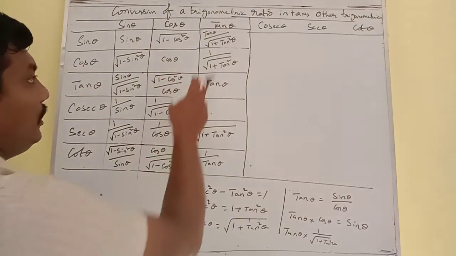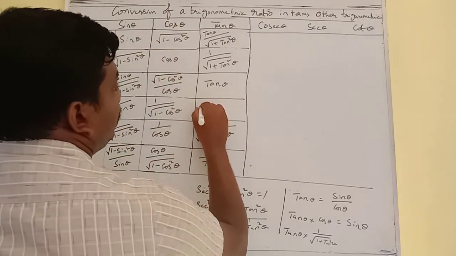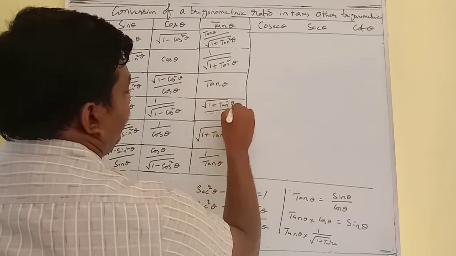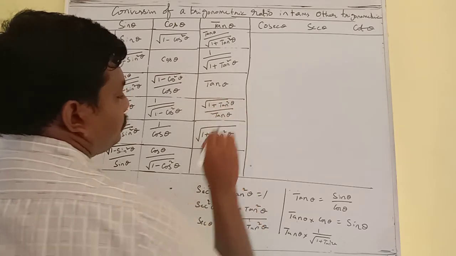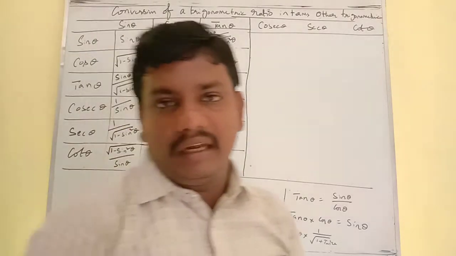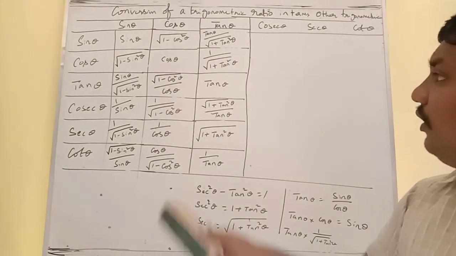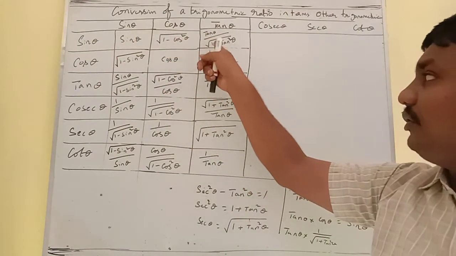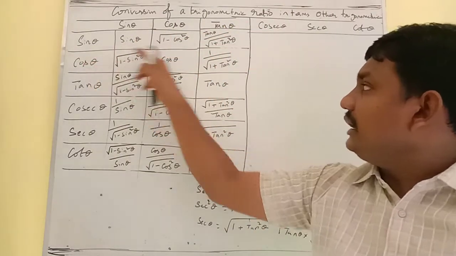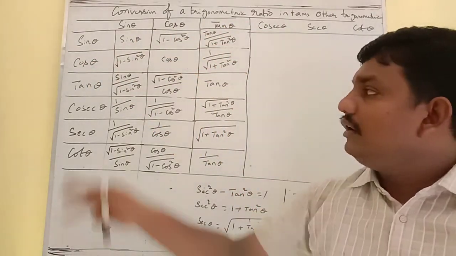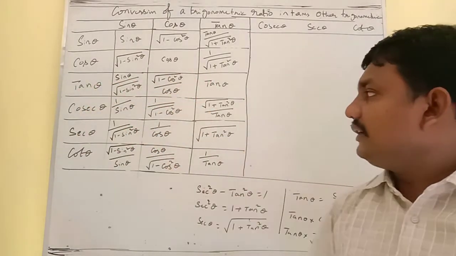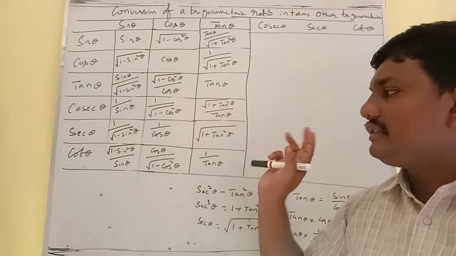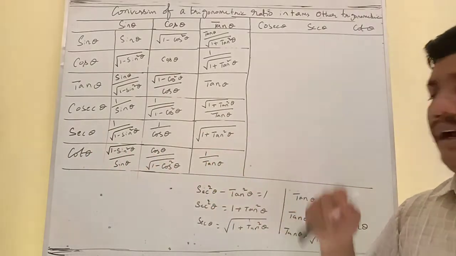Then coming to cosecant theta, the reciprocal of sin theta, that is root of 1 plus tan square theta by tan theta. This is about all the trigonometric ratios in terms of tan theta. Sin theta is tan theta by root of 1 plus tan square theta. Cos theta is 1 by root of 1 plus tan square theta. Cosecant theta is root of 1 plus tan square theta by tan theta. Then secant theta is root of 1 plus tan square theta. And cot theta is 1 by tan theta.